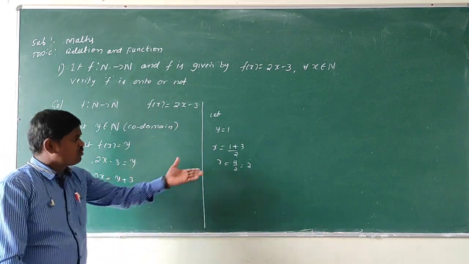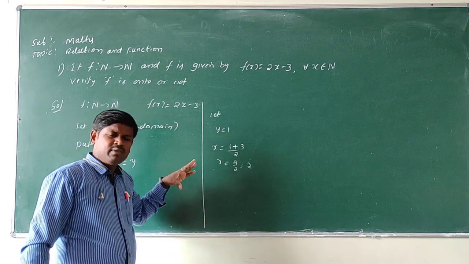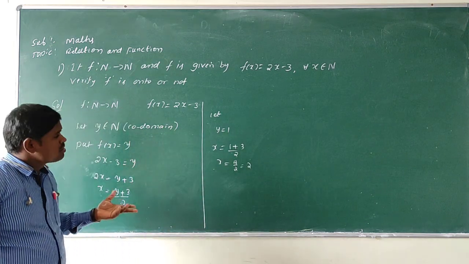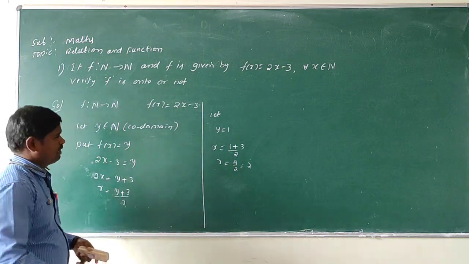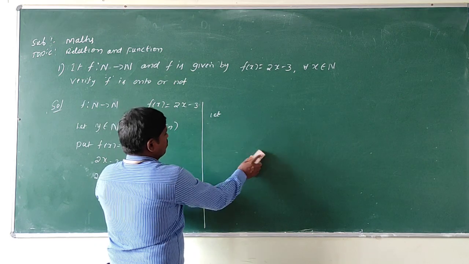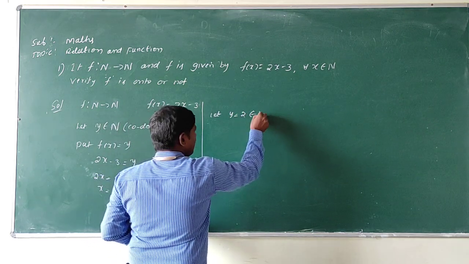On the basis of this alone we cannot tell that it is an onto function. We are just giving one counter example. Suppose instead of taking 1, I take 2. So let y is equal to 2. This belongs to the natural numbers.